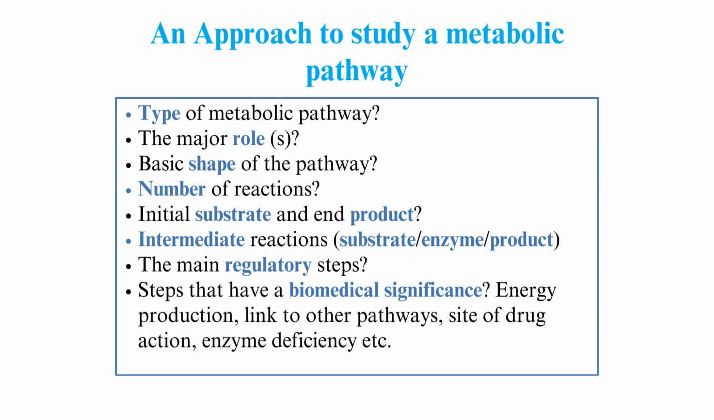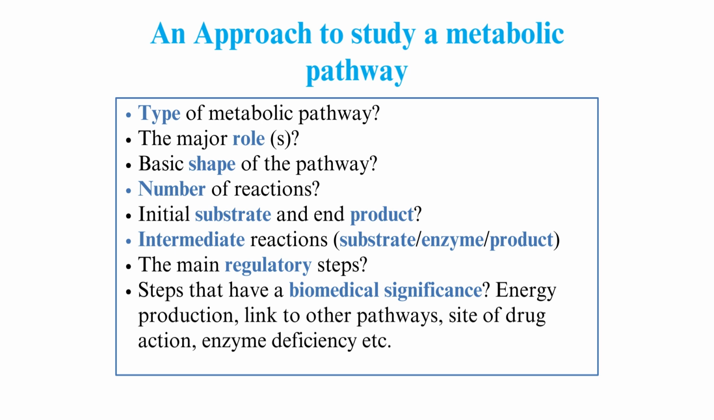And what is the basic shape of the pathway? We have linear pathways, for example, like glycolysis and gluconeogenesis. We have circular pathways, for example, like the citric acid cycle, and we have pathways that have certain reactions that run in parallel, for example, the pentose phosphate pathway. And memorize what is the initial substrate and the end product. So glycolysis starts with glucose, and it ends up with pyruvate or lactate, depending on whether it is aerobic or anaerobic, and so on.